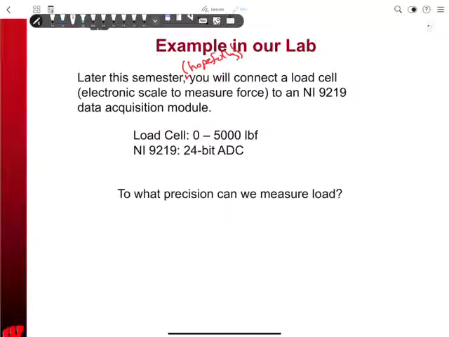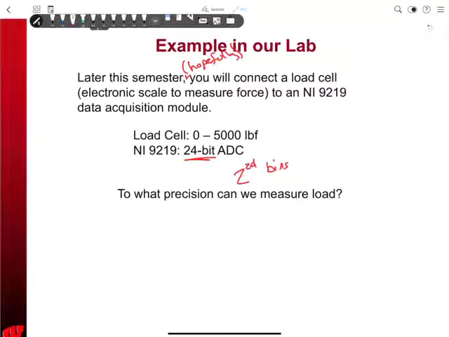you'll connect a load cell, which is basically a way to measure force, like an electronic scale, to an NI 9219, a very expensive little data acquisition module with a 24-bit analog to digital converter in it. So to what precision can we measure this load? Well, we're going to divide it into bins, and our A to D converter is 24 bits. That means we have a total of 2 to the 24th bins.